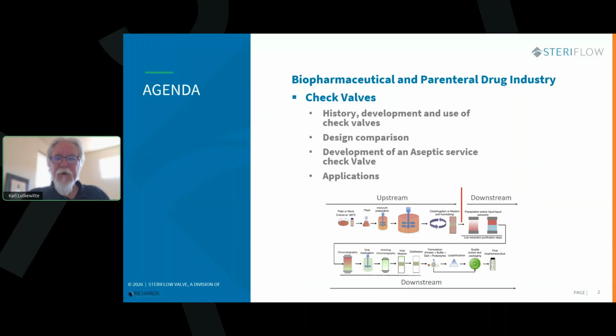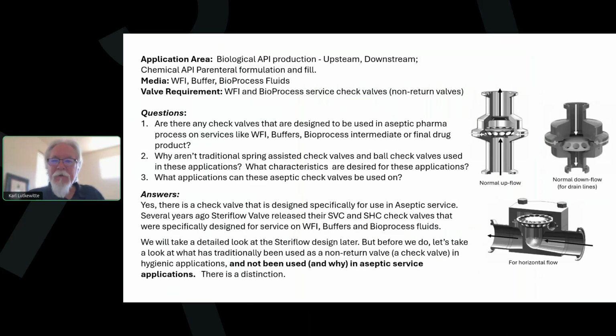So with that said, I'll get started. I created this material to answer some common questions that have come up over the years in conversations with customers. Those questions actually led to the development of some of our most innovative products, our aseptic check valves. And so to answer the first question that you see on your screen, are there any check valves that are designed to be used in aseptic pharma process on services like WFI and bioprocess? The answer is yeah. We developed one specifically for that.